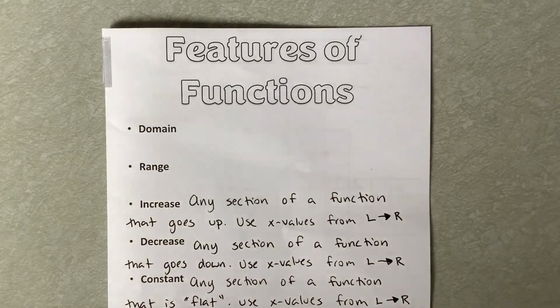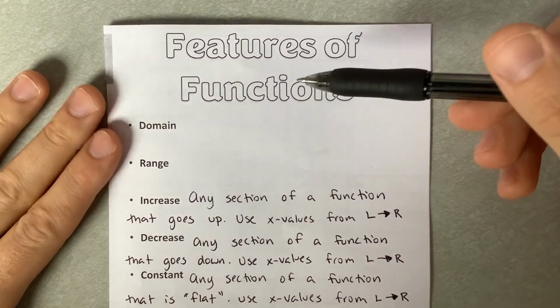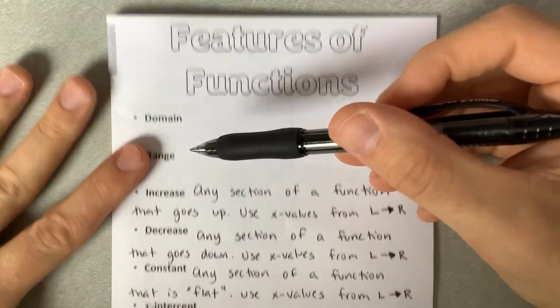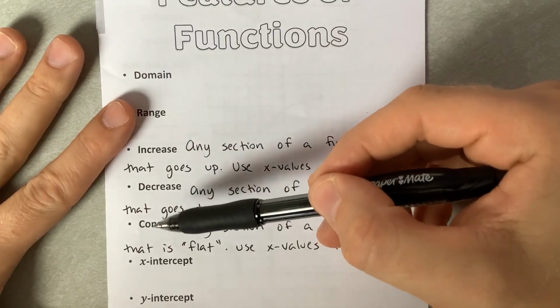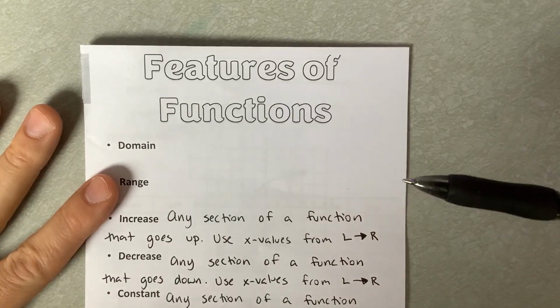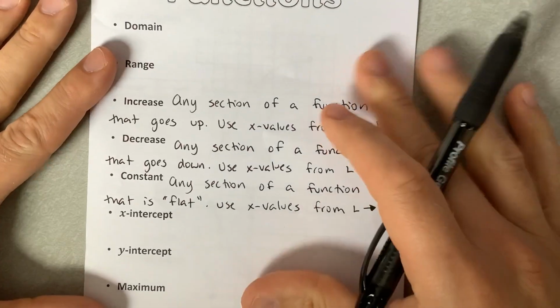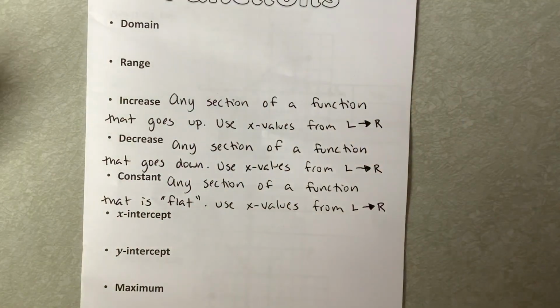All right, guys, today we're working on this booklet again. So you guys already did the domain and range portion. We're now gonna focus on the increase, decrease, constant portion of this features of functions booklet, okay? So I wanna focus on just these three definitions.